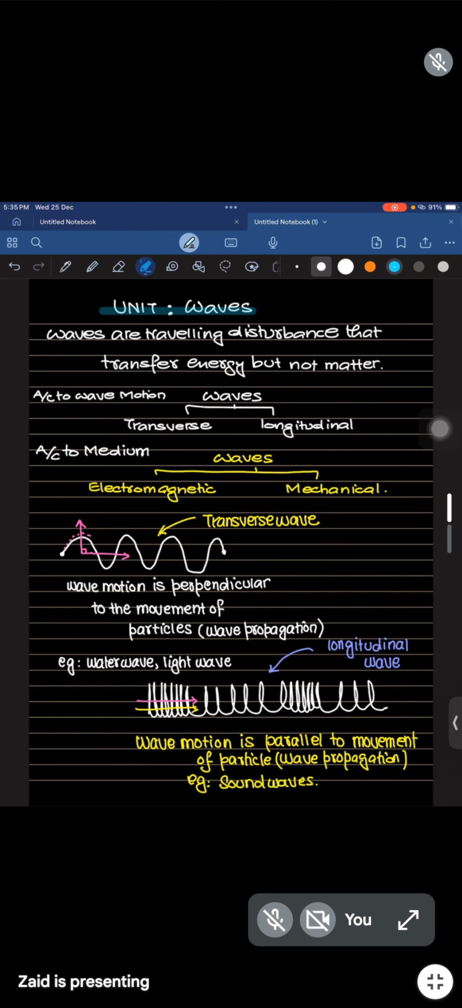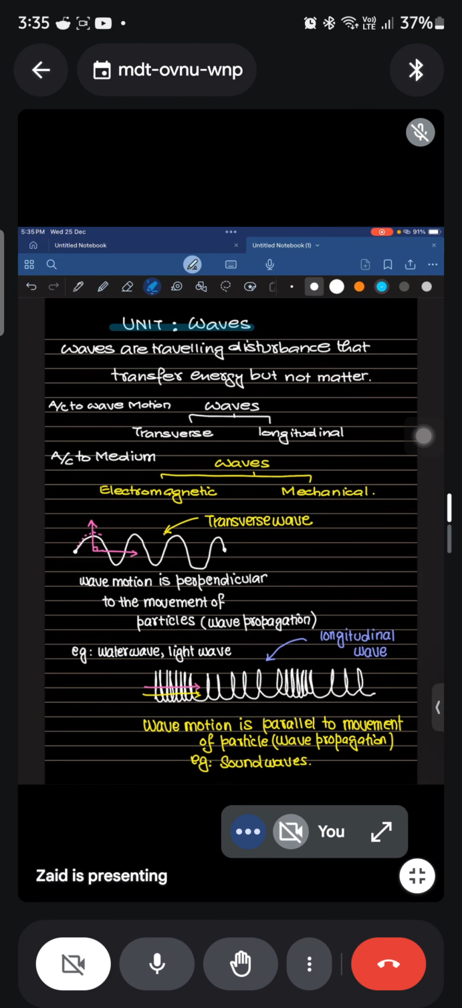Okay, once done, you can screenshot this, and I'm just moving on to the next topic. So now we must know about the important parts of a wave. Can I move on? Yes, sir.